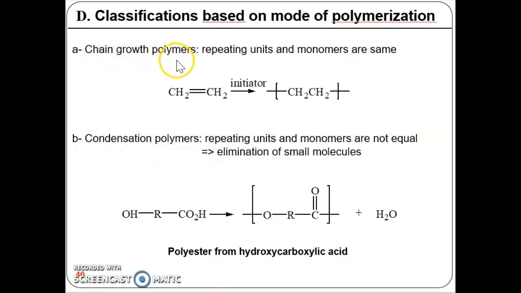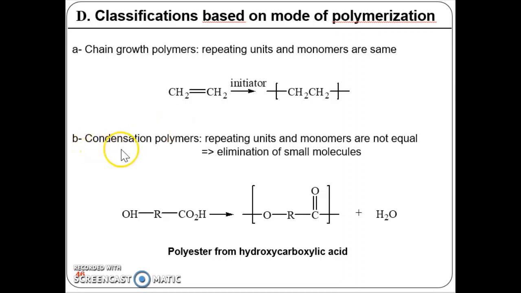In the chain growth polymerization we have monomers that have a double bond or a triple bond. So these monomers can be added to each other without elimination of any byproduct. So here we have addition of monomers, as the monomers take the hands of each other. So here we talk about chain growth polymerization or addition polymerization.